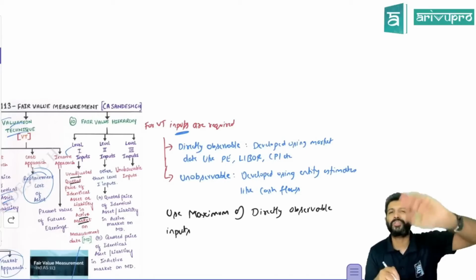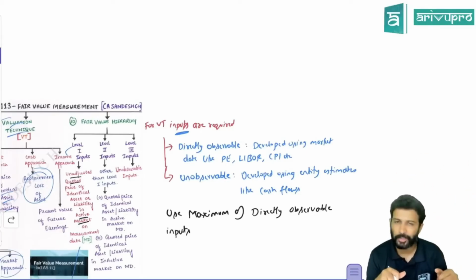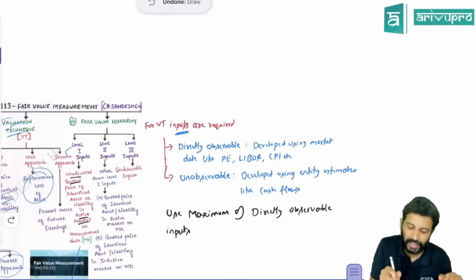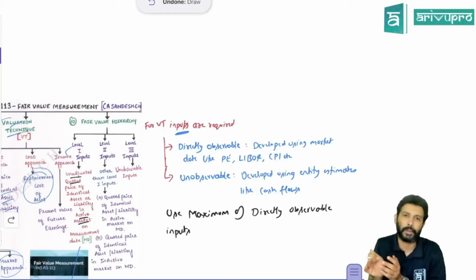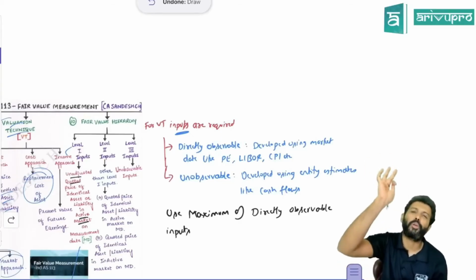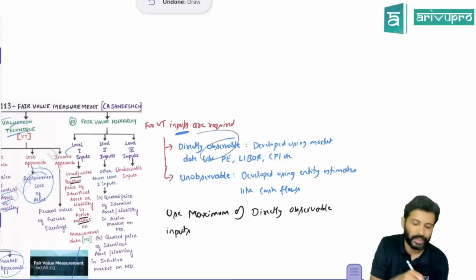And I already told you, fair value is a market participant specific activity. By keeping the market participant's viewpoint, you will find this. That means you will use the maximum amount of directly observable inputs to find the fair value. Maximum preference you will give to directly observable data. If directly observable data is not available, then you will take the unobservable data. So the first preference is always directly observable.